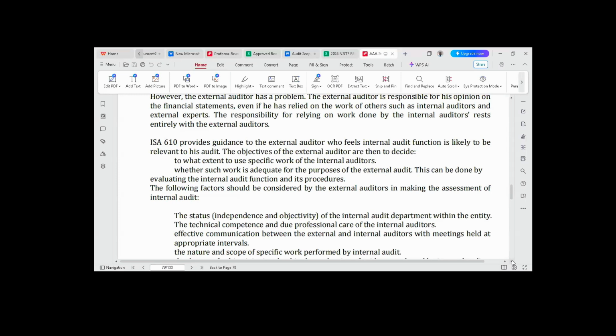Then the external auditor will also look at the level of communication that exists between the internal department and the external department, especially when meetings are held. Especially what? When meetings are held. You know, we say that communication is not complete until what? Until when there is what? When there is feedback. When the external auditor is not getting the right feedback from the internal department, we assume that the internal department is not functioning.